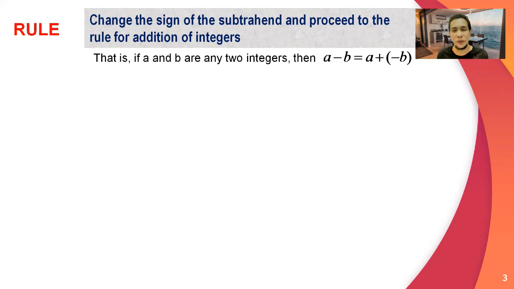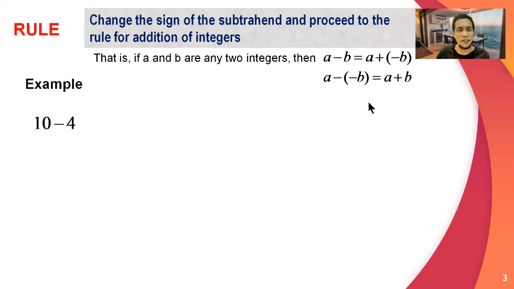By applying the rule, we know that a is our minuend and b is the subtrahend, so we have to change b. Because b is positive, we change it to negative and proceed to the rule for addition. Or a minus negative b is equal to a, we change the minus to addition, and negative b becomes positive b. So a minus negative b is equal to a plus b. All right, so we have an example.